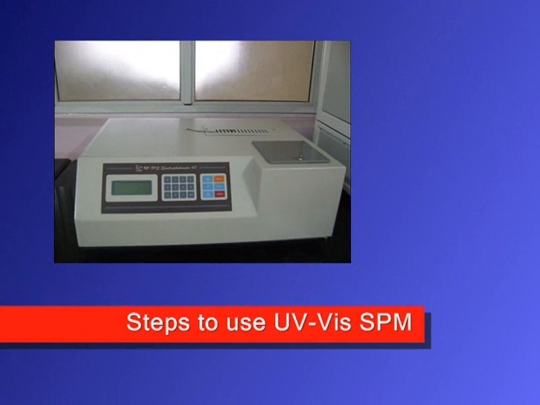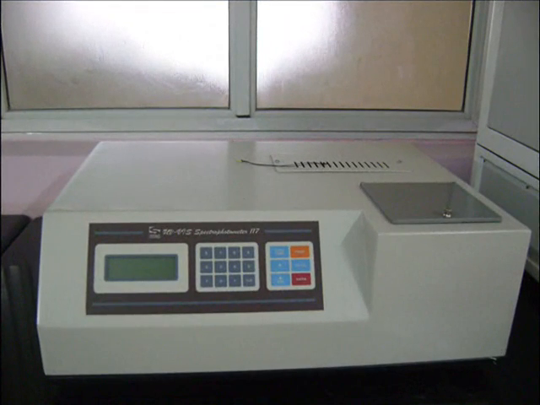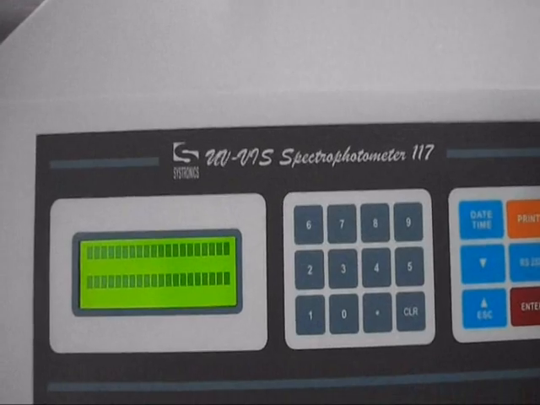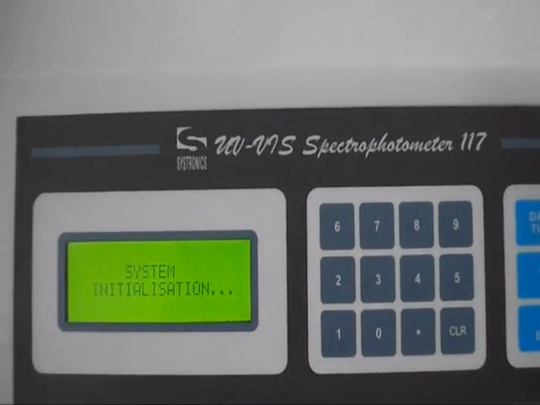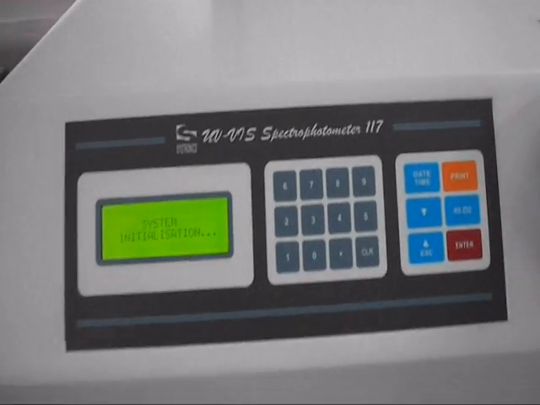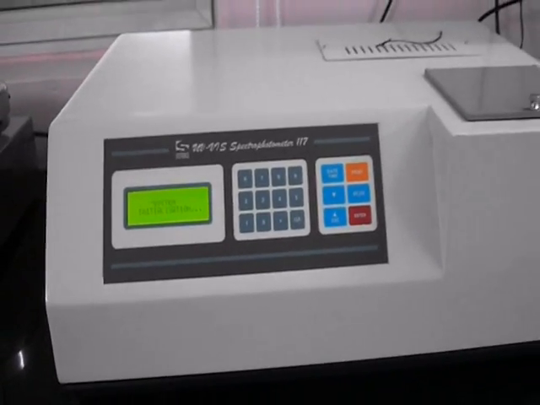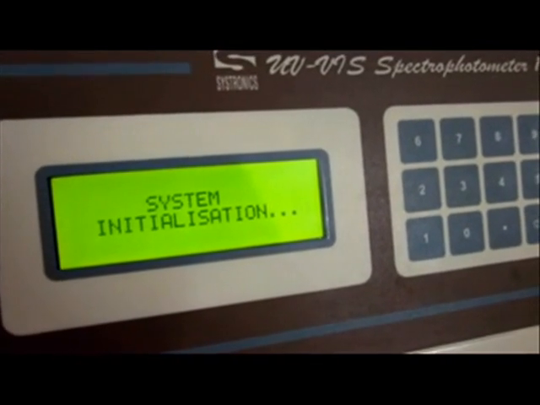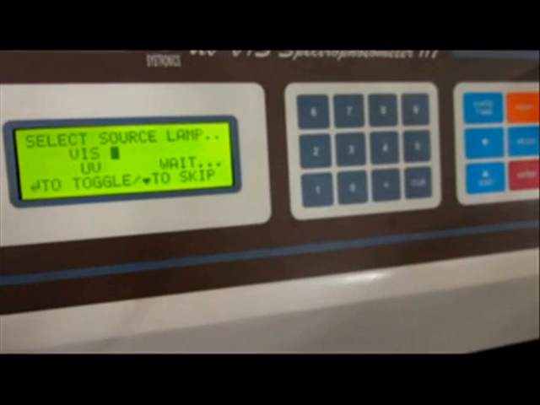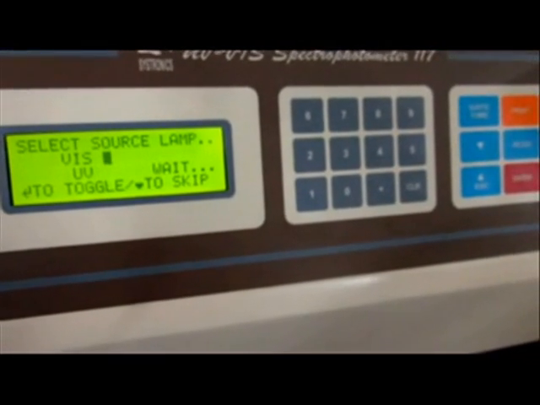Hereafter, we are going to see the steps involved in spectrophotometer. Turn on your spectrophotometer and wait for a few minutes for initialization process. Select the visible or UV wavelengths of light which you need.